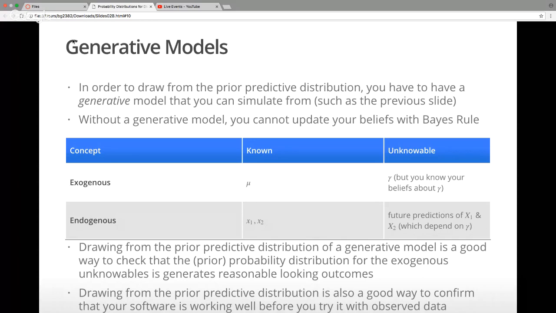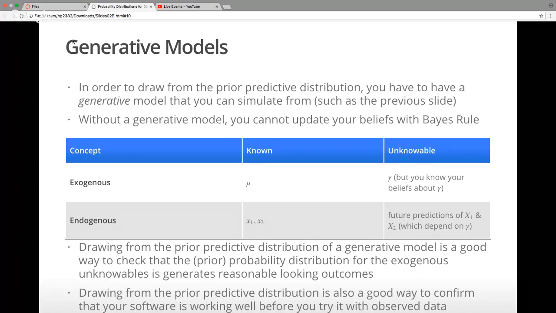Now, when I say it's unknowable, I don't mean that we have absolutely no information about it. I mean, like what Nathan is saying, we're never going to know it absolutely for sure. But we might have a more concentrated posterior distribution for it. All right. So think about those 4 categories when constructing a model.